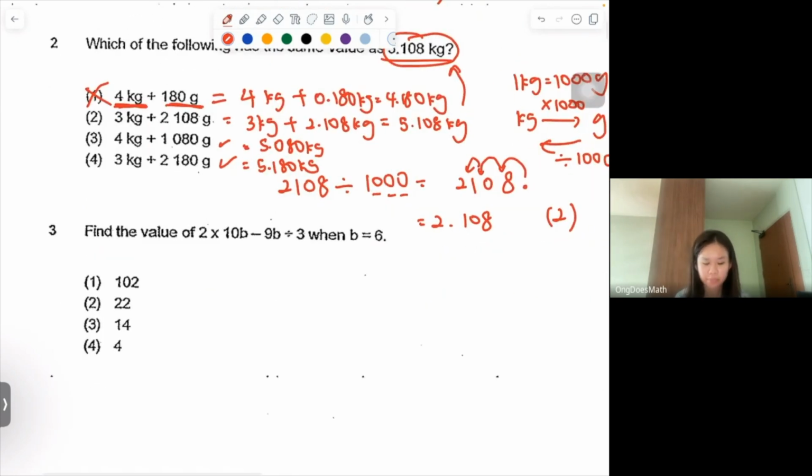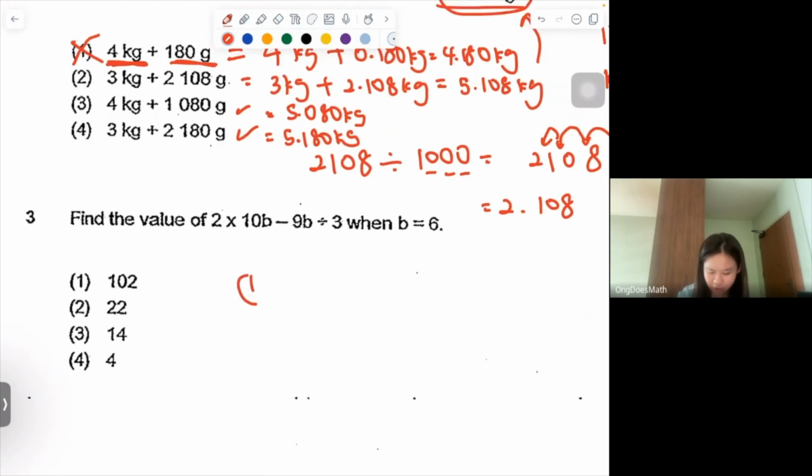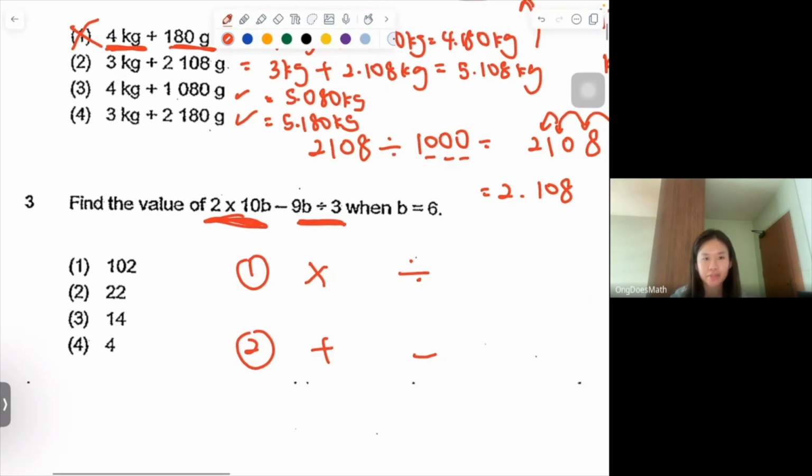Next, question 3. Find the value of 2 times 10b minus 9b divided by 3 when b equals 6. Okay, so same thing. Rule of thumb is times and divide first, followed by plus and minus. So we will do this part first and this part first before we think about anything else. So what is 2 times 10b, right? I understand that algebra is only learned in the later part of the year. So it might be a bit difficult for you guys to understand algebra.